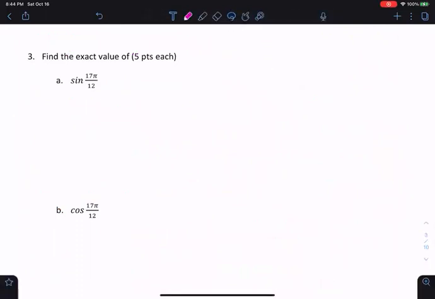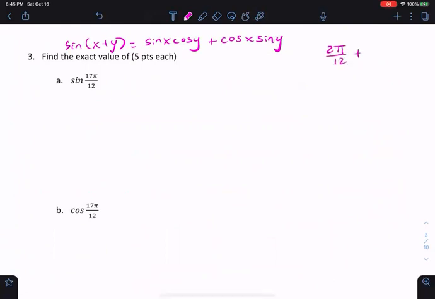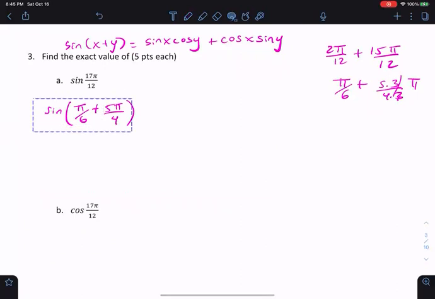So I'm going to use the sum and difference formula. Sine of x plus y equals sine x cosine y plus cosine x sine y, and 17 pi over 12 I can write as 2 pi over 12 plus 15 pi over 12. This simplifies to pi over 6, and this is 5 times 3, 4 times 3 cancels out. So this is sine of pi over 6 plus 5 pi over 4, and you know how to do that, right? I mean, that's not difficult at all.